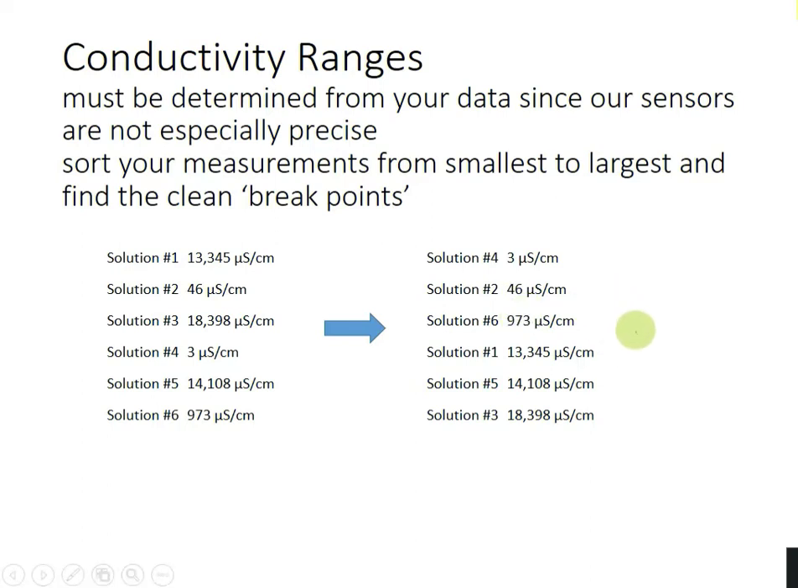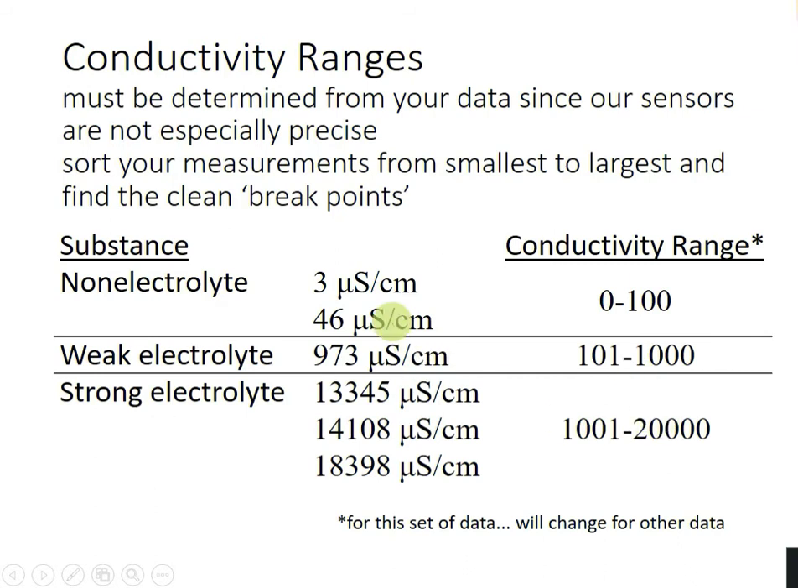If I look at the next slide, I'm calling the 3 and the 46 the non-electrolyte. Then there's a break point, and the 973 I'm going to make a weak electrolyte, and the 3 that are over 10,000 I'm going to make the strong electrolyte. Now over here I'm assigning conductivity ranges. I get to make these up, sort of. Somewhere this number of 100 has to be bigger than 46 and less than 973 to work with my data, and I can decide it. So I'm going to make it nice and easy.